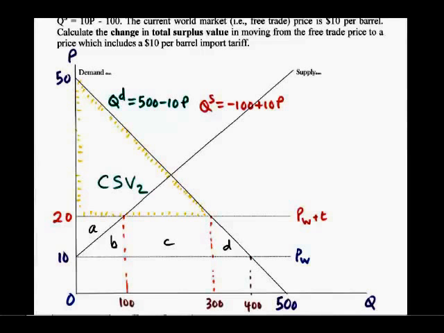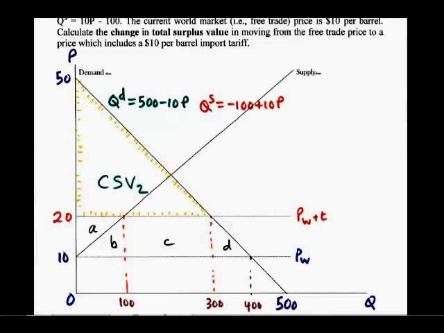And going from free trade, when there is no domestic supply, to a tariff of $10, the tariff pushes the domestic price up to 20, and it's as though the domestic price were 20. We can calculate the producer surplus value, which would be the area of the triangle above the supply curve and below the price of 20, height of 10, base of 100. So 10 times 100 is 1,000. Half of that is 500. So the producer surplus value with the tariff is going to be 500.